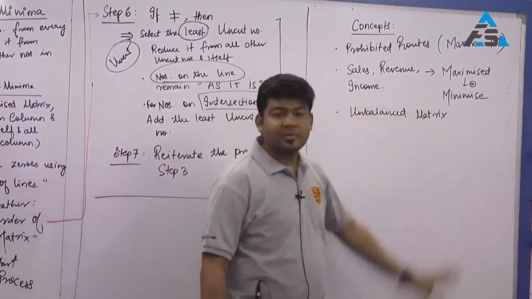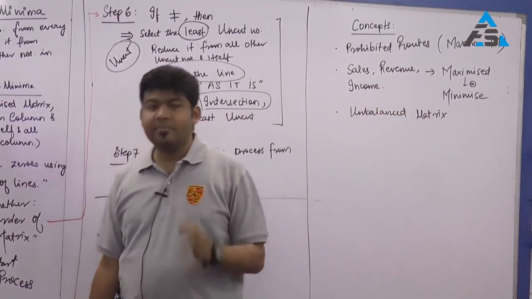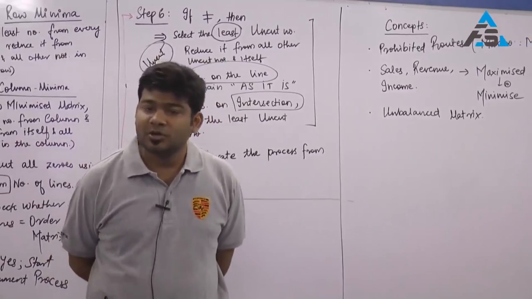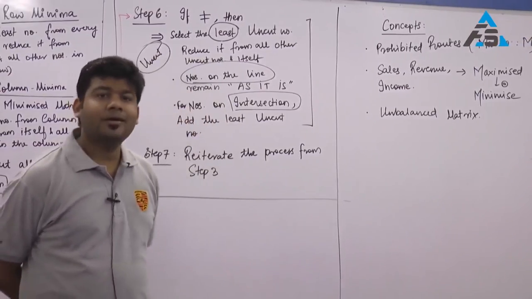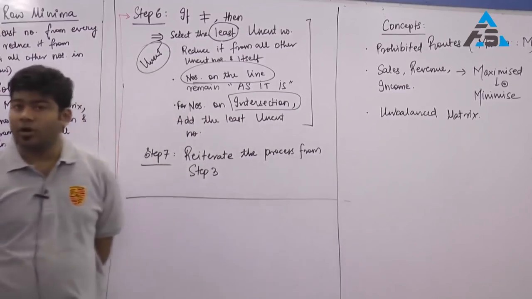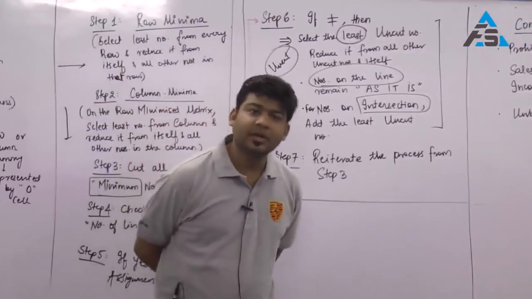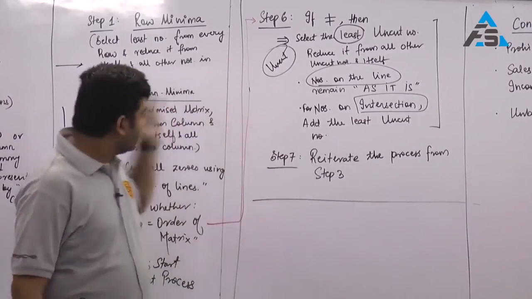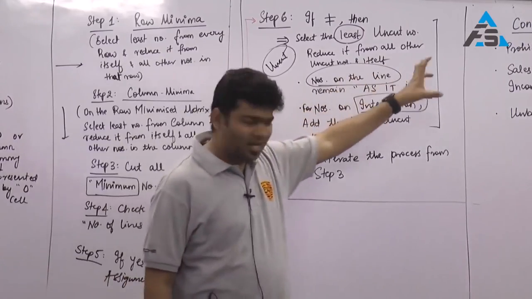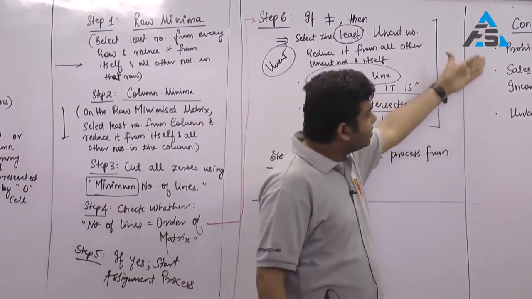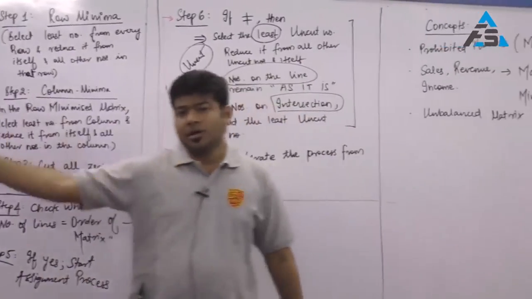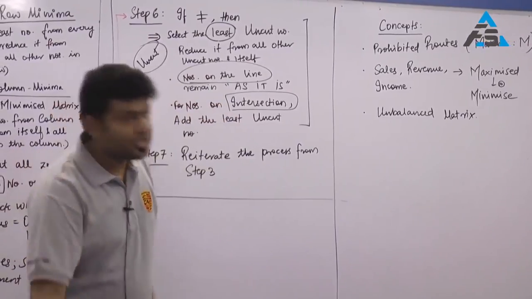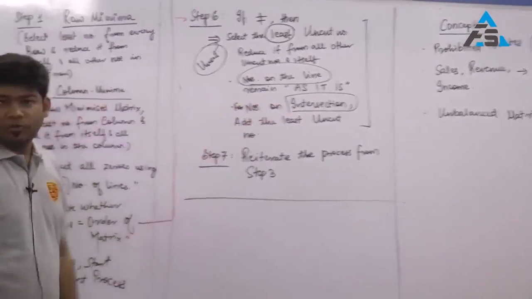Next is unbalanced matrix. What is an unbalanced matrix? An unbalanced matrix means where your number of rows is not equal to number of columns. Add a dummy row or a dummy column, as the case may be, balance it, and only then can you start with the assignment process. So this is how the process works. These are the major concepts on which the question can be asked. Again, in detail there are a lot of other things as well, but in a nutshell this is how assignment works.